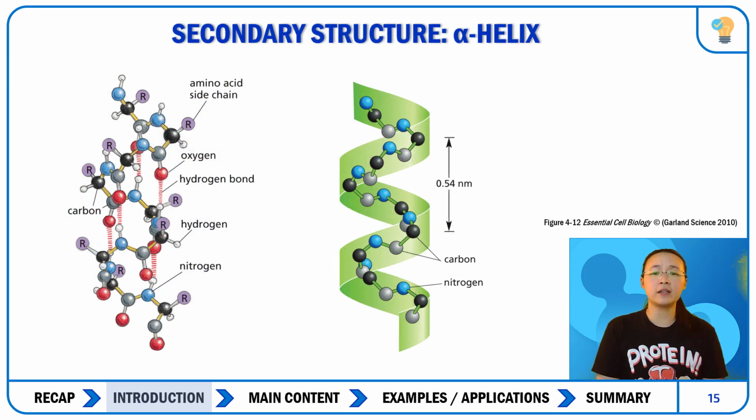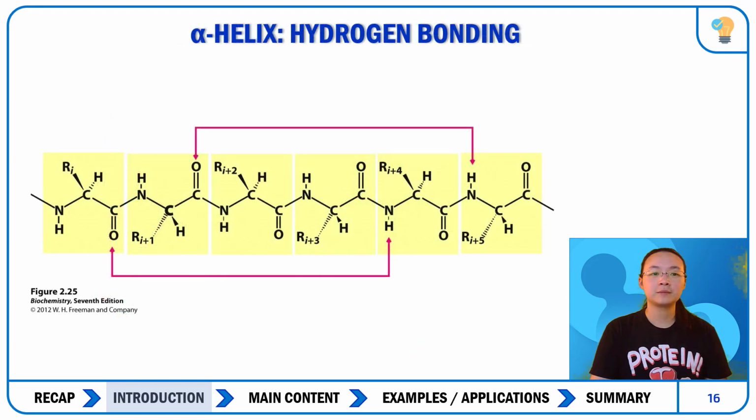Looking at the alpha helix, we have hydrogen bonds between the NH and CO groups of the polypeptide backbone. So they're represented by these red dashed lines here. And we can also represent this as a helical structure, with each turn being 0.54 nanometers, and usually it includes 4 amino acids, or 3.6 residues to be exact.